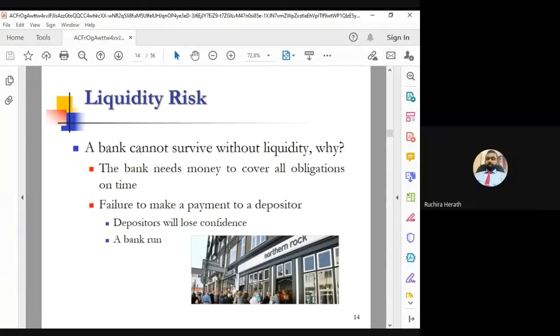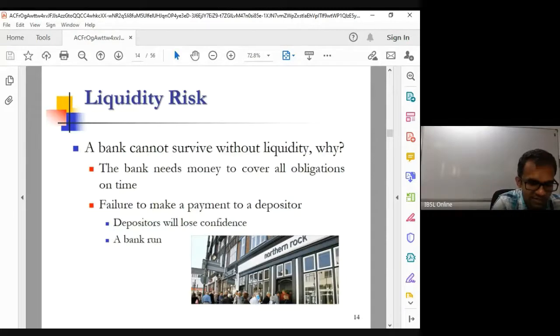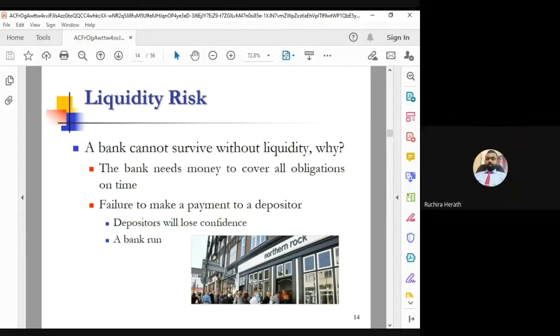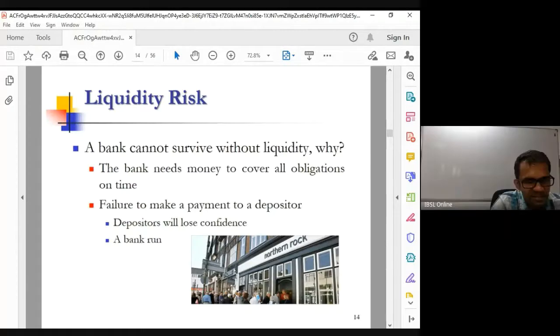What would happen? So what are the examples of illiquid assets? Like in a bank, what is the most illiquid asset? Liquid asset is cash. No, illiquid assets. What is the most illiquid asset in a bank? Land and building. Land and building? Yes, land and building it's illiquid because you cannot sell it very quickly.